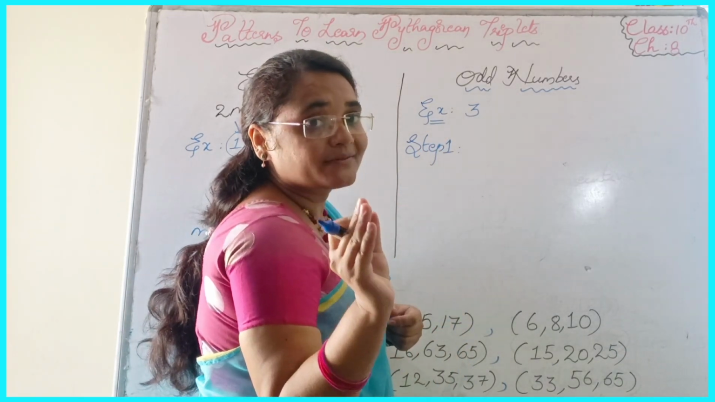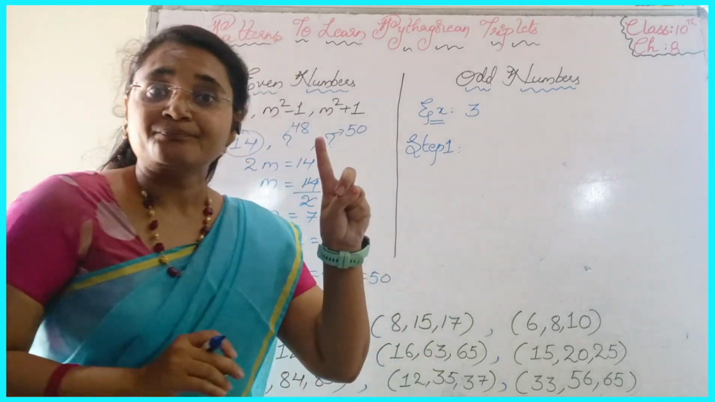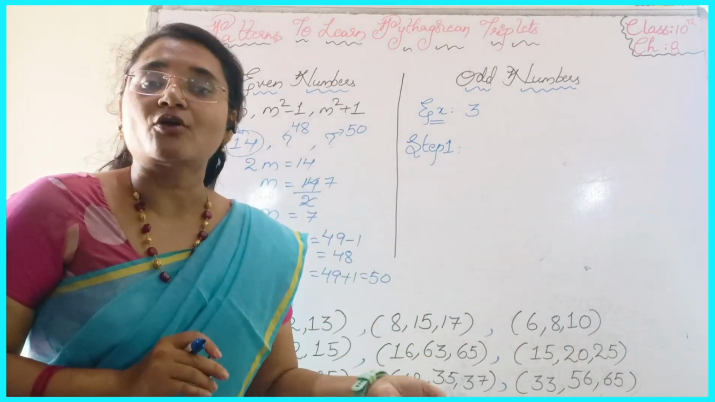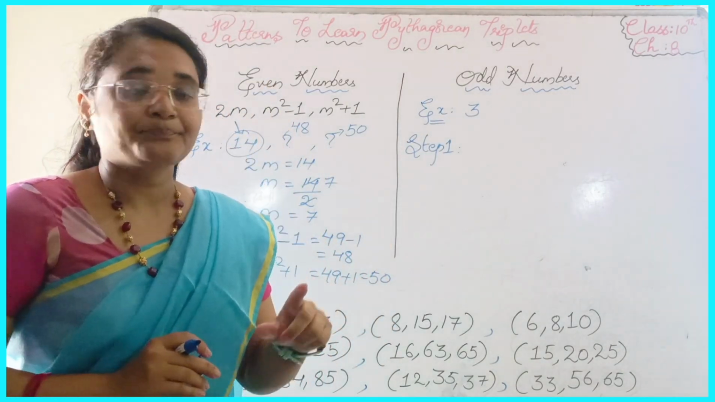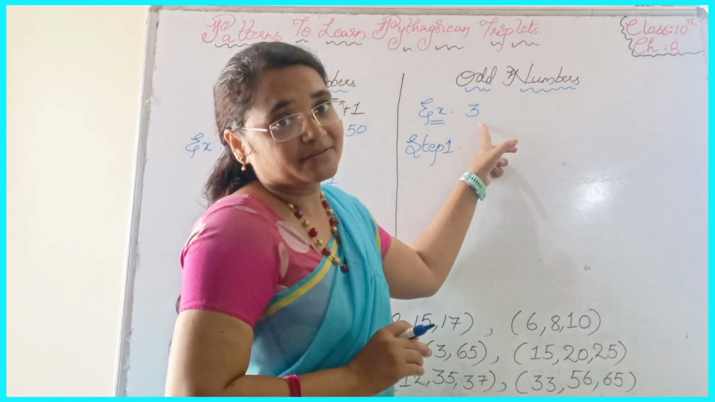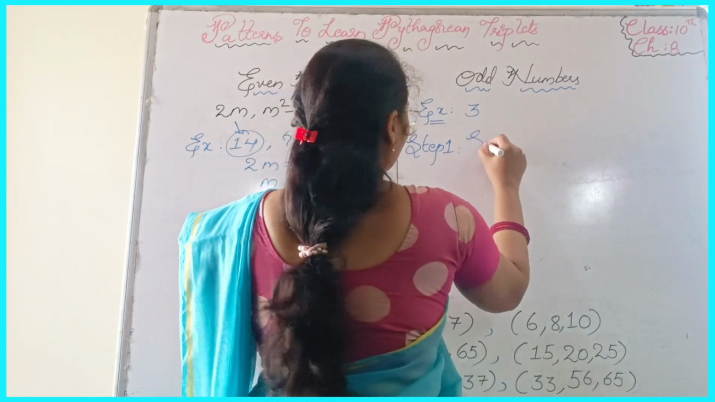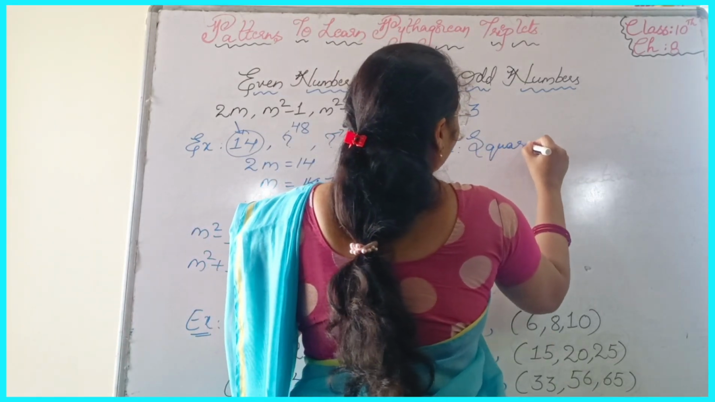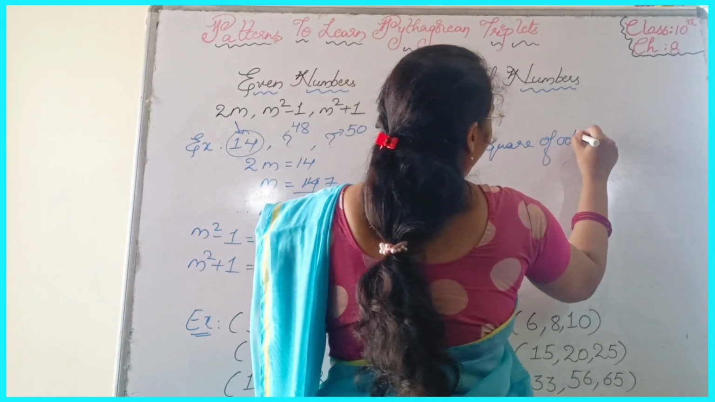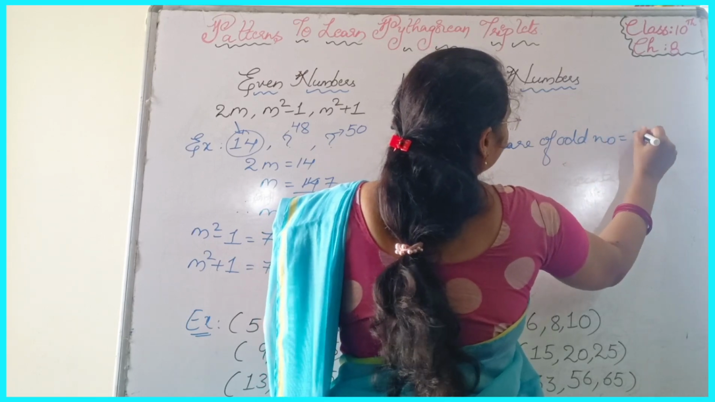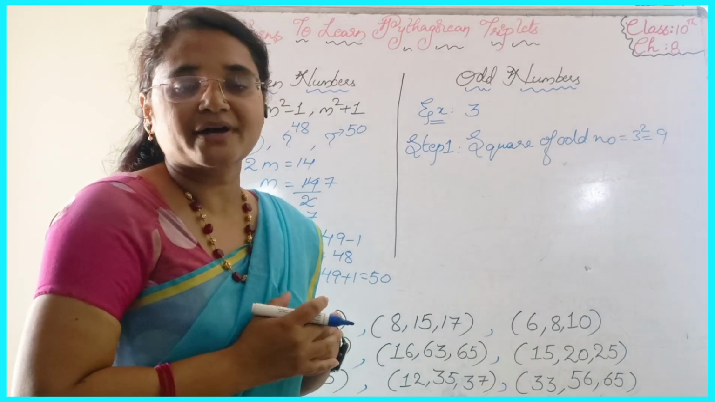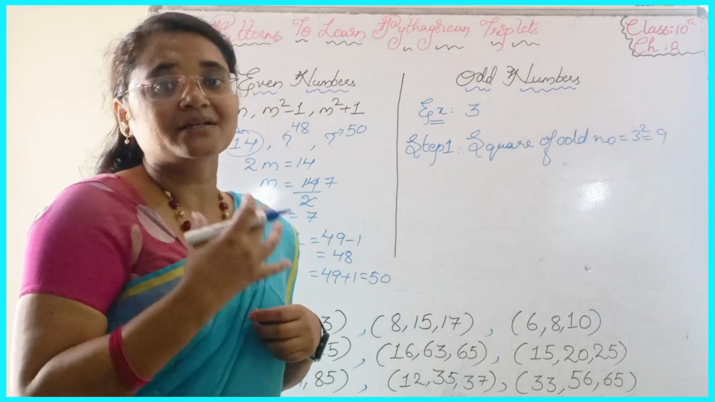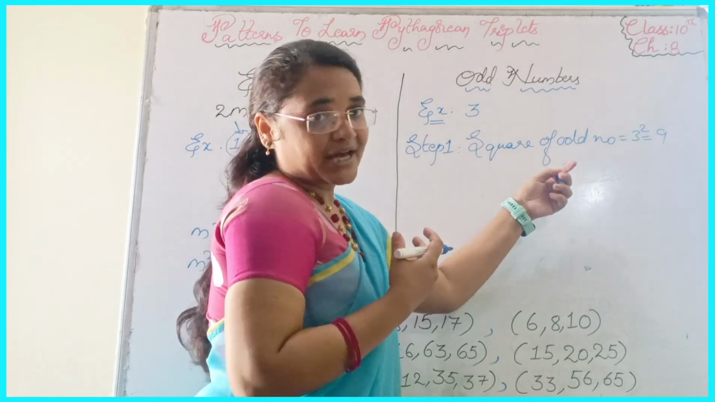Find the square of the given odd number. What is the first step? Find the square of the given odd number. 3 square, 9. So the first step is to find the square of the given odd number. Here we got the value 9.